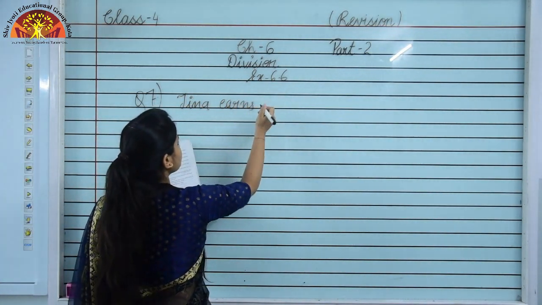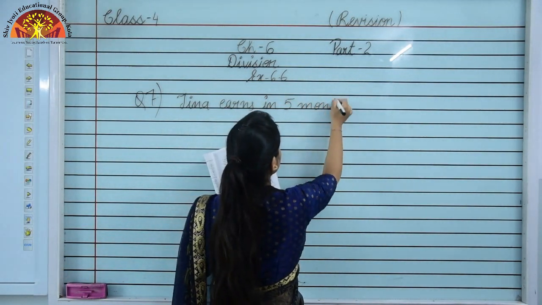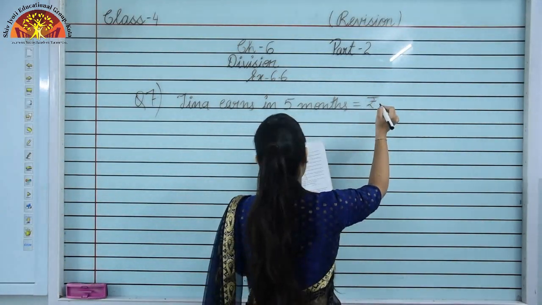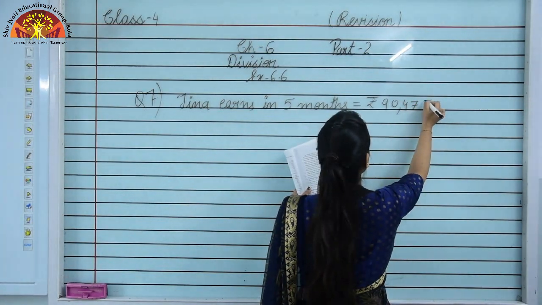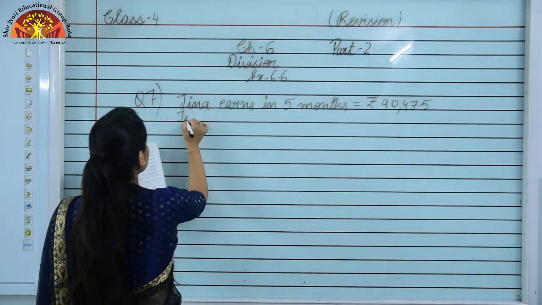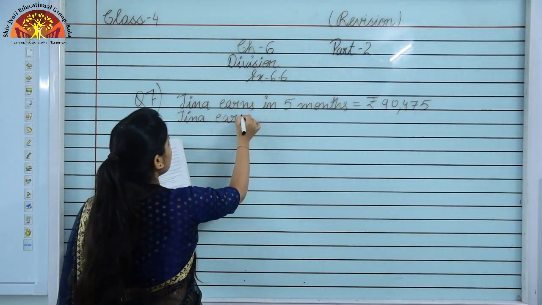Tina earns in 5 months is equals to rupees 90,475. This is given in the question. Now we have to find earning of Tina in 1 month.